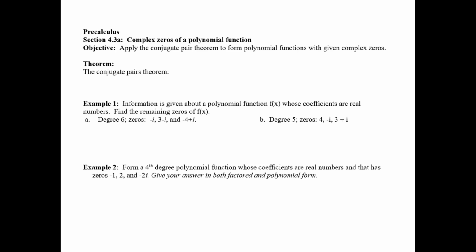So the theorem is just that if a plus bi is a zero, then so is a minus bi. That's it. All right, so this can be really helpful because that means you can never have one imaginary zero without having a partner or a conjugate pair that goes with it.